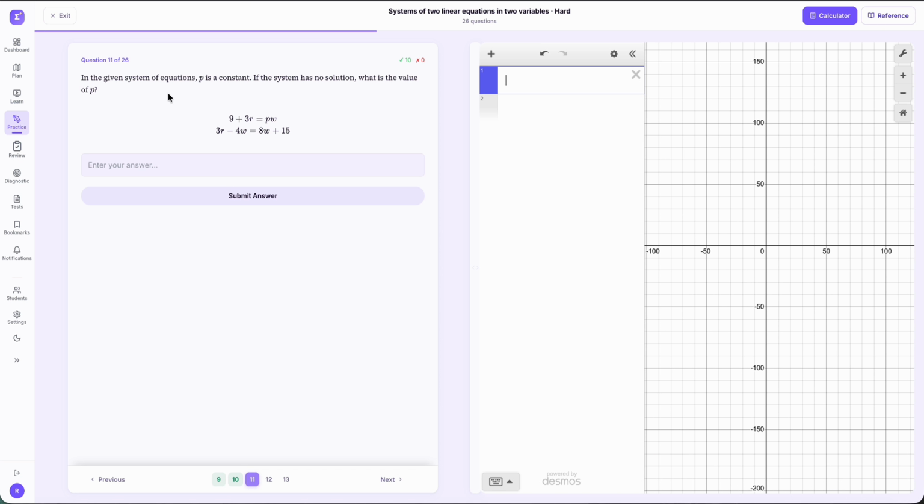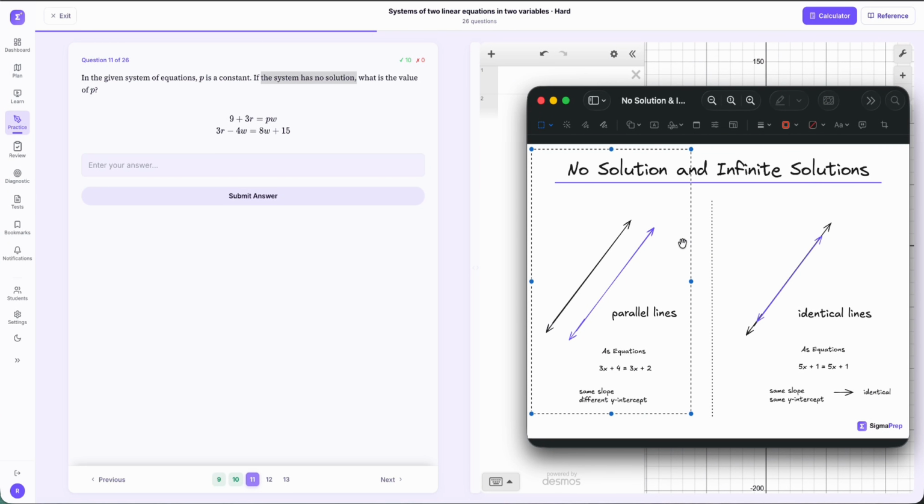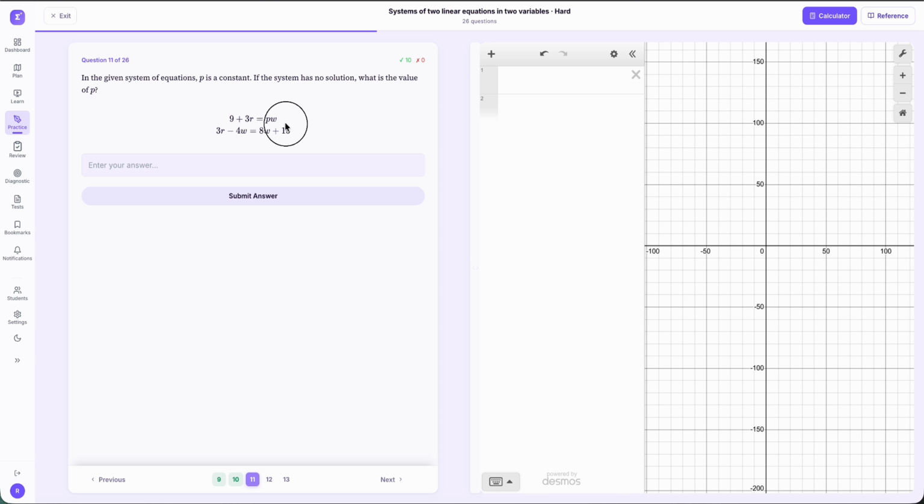Okay, next one. In the given system of equations, p is a constant. If this system has no solution, what is the value of p? Okay, really common problem. No solution, we got to know they're parallel lines. What that means is they have the same slope. The curveball that they throw here to make it even more difficult is they don't use the variables x and y, right? They use r, p, and w, right?